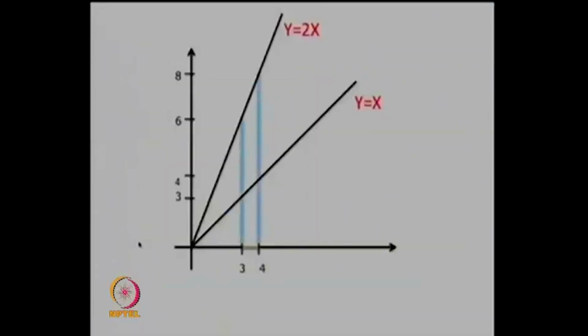I am starting from 3 and 4 and drawing perpendicular lines to the y equal to 2x curve, and asking the question, what is the corresponding y value? For y equal to 2x, the corresponding y values for 3 and 4 are 6 and 8. If you do this for y equal to x, the corresponding y values are 3 and 4 itself. So, now if you calculate the slope or the derivative dy by dx, you will get a bigger number here, because even though the change in x is the same, the change in y is different. This has a bigger change compared to this.